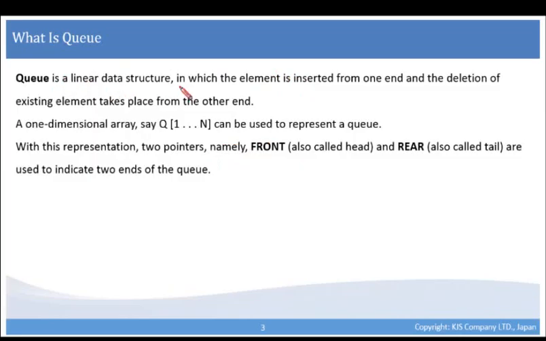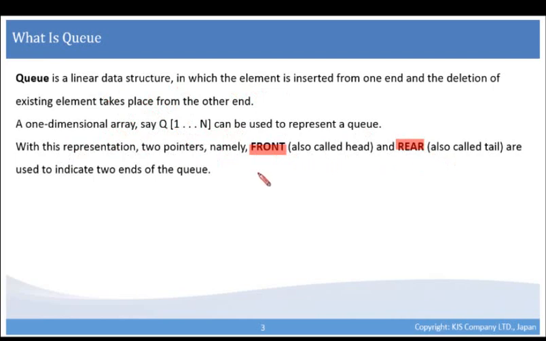So a queue is a linear data structure in which elements are inserted from one end and the deletion of elements takes place from the other end. A one-dimensional array, say Q[1 to n], can be used to represent a queue. With this representation, two pointers, namely front and rear, are used to indicate the two ends of the queue.